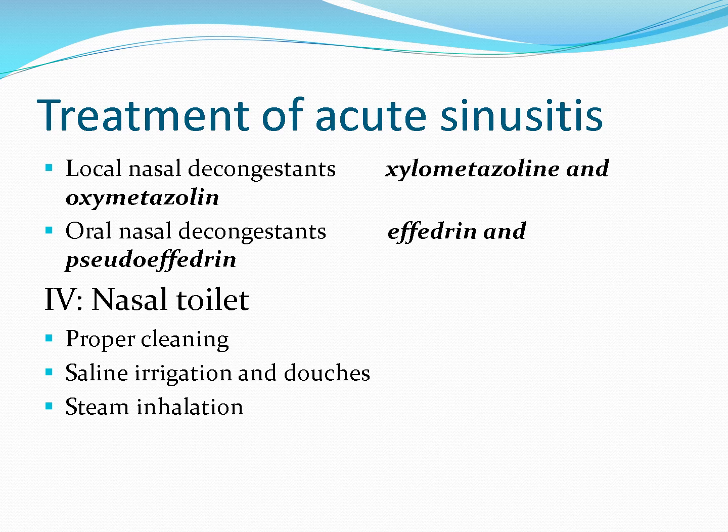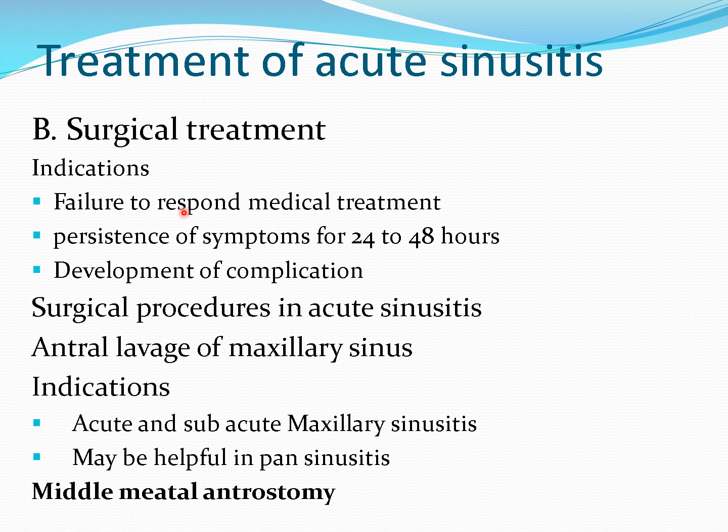Okay. Surgical treatment, if patient is not responding to this treatment and there is pus inside the maxillary sinus and there is development of any complication, orbital and other complication, we have to drain the sinuses. So maxillary sinus can be drained through antral lavage. If we don't have endoscopes, we can drain the maxillary sinus through proof puncture. So the only indication of proof puncture is acute and subacute maxillary sinusitis.